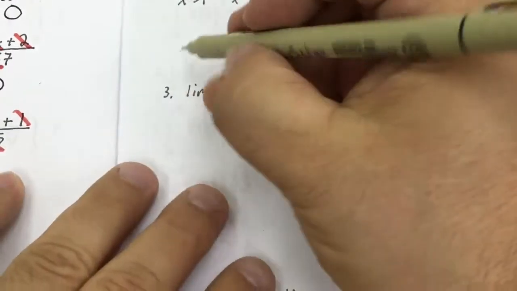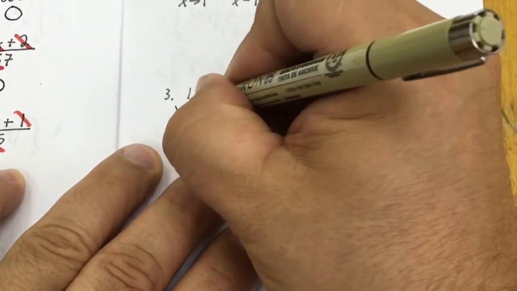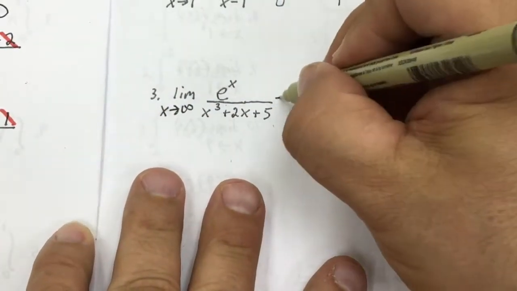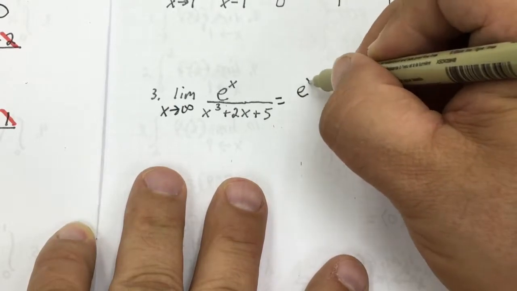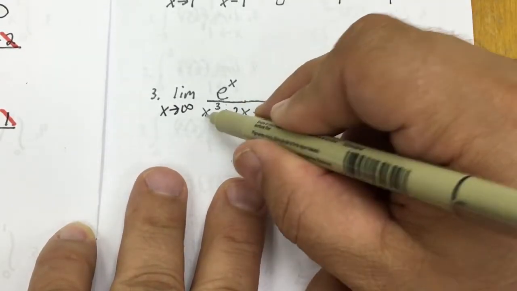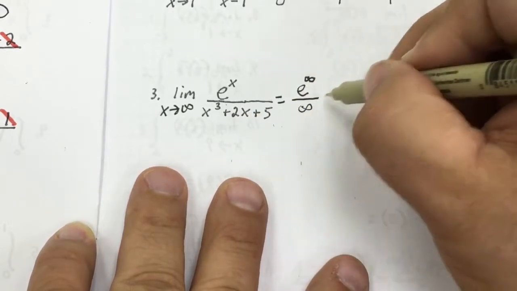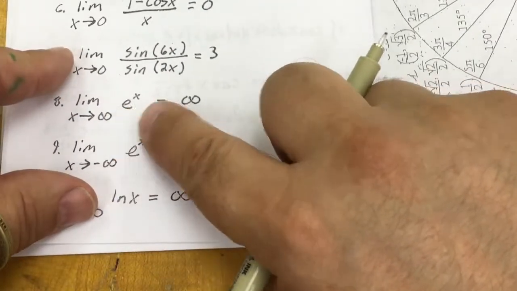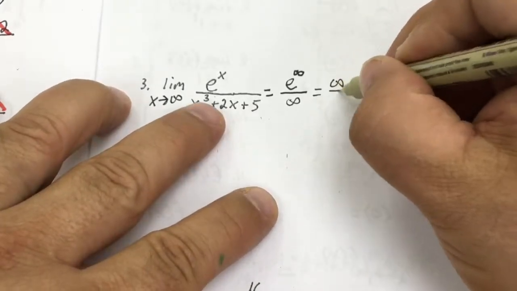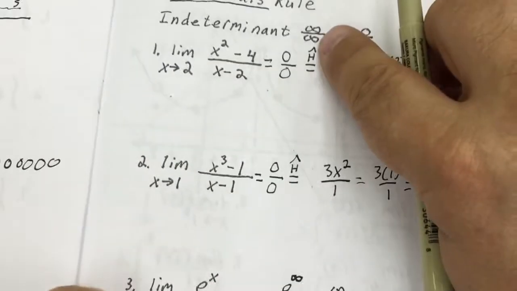Number 3 here, this should be the limit as x approaches infinity. So we can take a look at what happens when we plug that in. Well, we get e to the infinity over basically infinity, because x cubed is infinity cubed plus 2 times infinity. The limit as x approaches infinity of e to the x is infinity. So this gives me infinity over infinity, which is indeterminate form.